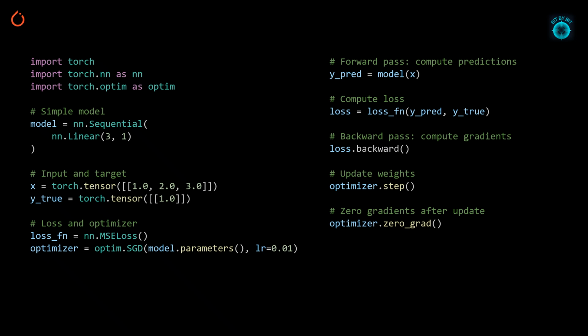Then we call optimizer.step to update the model parameters using the gradients. Finally, we reset the gradients to 0 with optimizer.zero_grad, so the next step starts fresh. This forward and backward process repeats for each batch during training.